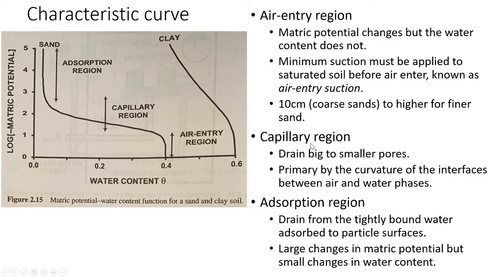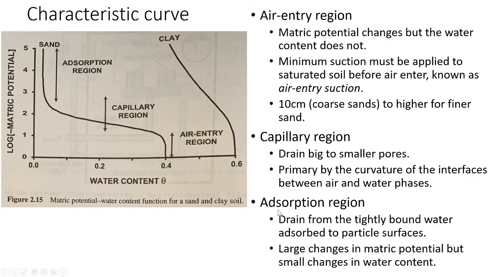Okay, for the capillary region, here is the capillary region. Drain from big to small pores. Drain from big pores to small pores is happening here, primarily governed by curvature of the interfaces between air and water phases. In this region you can see that small changes of matric suction cause a large drop in water content. So it requires a little bit of pressure to drain out a lot of water. This region is also what we call the field capacity region.